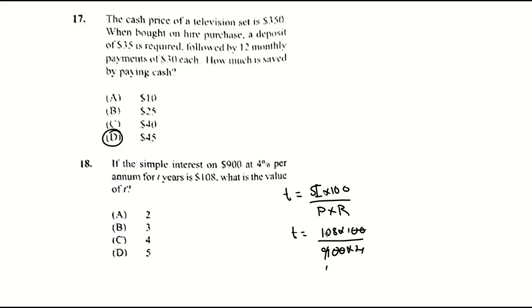Cross out this, 9 into 9, 1. 9 into 108 is 12. 12 divided by 4 is 3. So the answer is B.